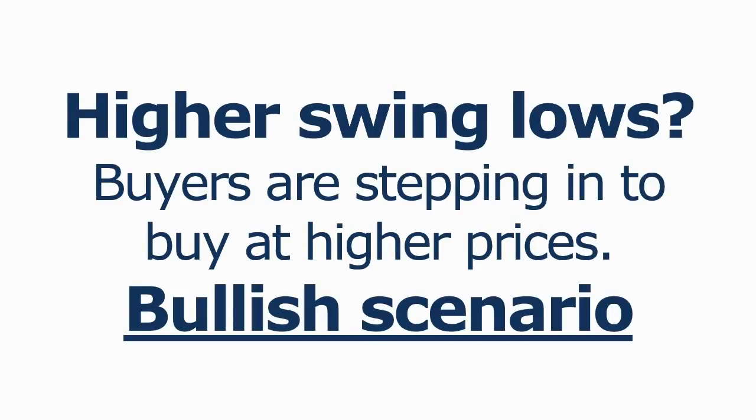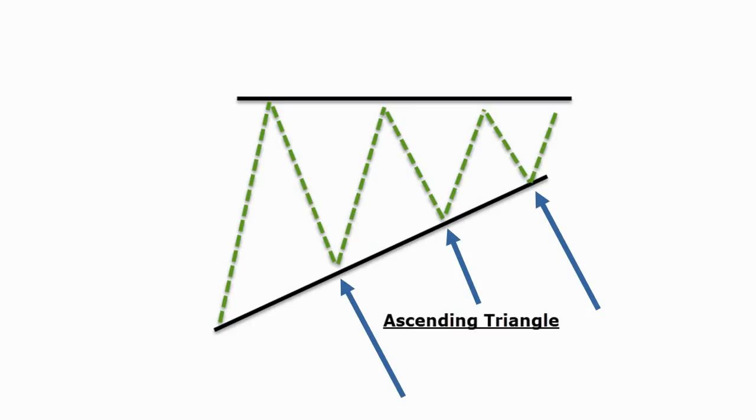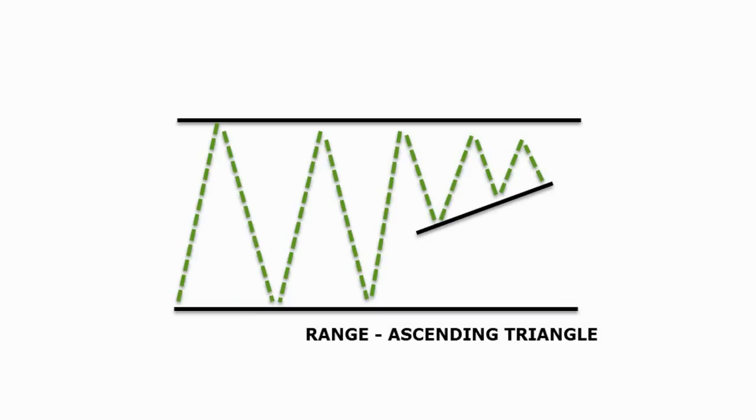The higher swing lows show that buyers are stepping in to buy the asset at higher prices, and that would be a bullish scenario. But what's vital to understand is even though buyers are unable to bring prices higher over the resistance level, the higher lows will tip the odds to an upside breakout. And many traders will position prior to the breakout during the swing low portion of the formation of the ascending triangle.